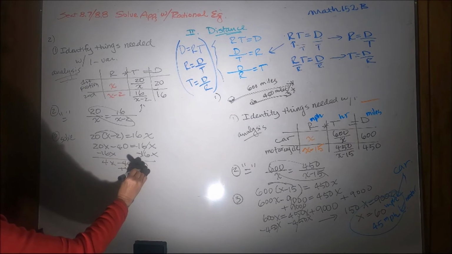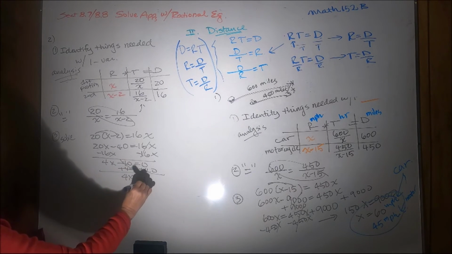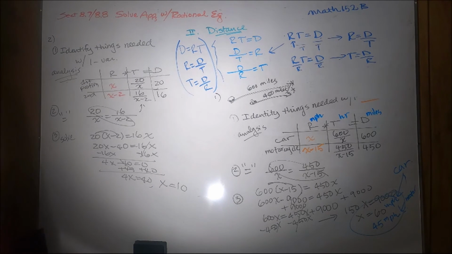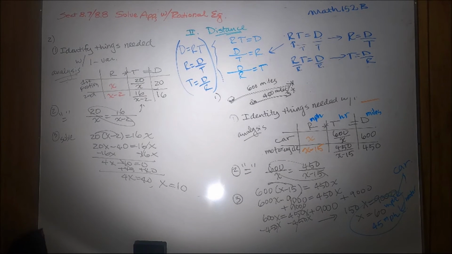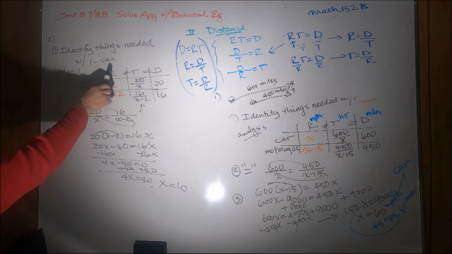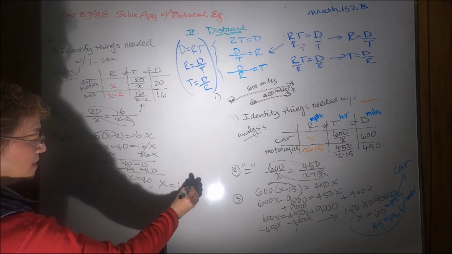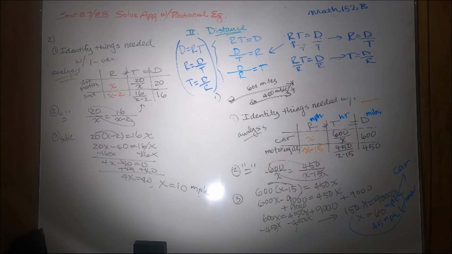Plus 40. So 4X equals 40. Then X is what? 10. What does 10 mean? You look at your table, right? Means what? For the first portion of the what? Speed. So that would be what? 10 miles per hour for the first portion.